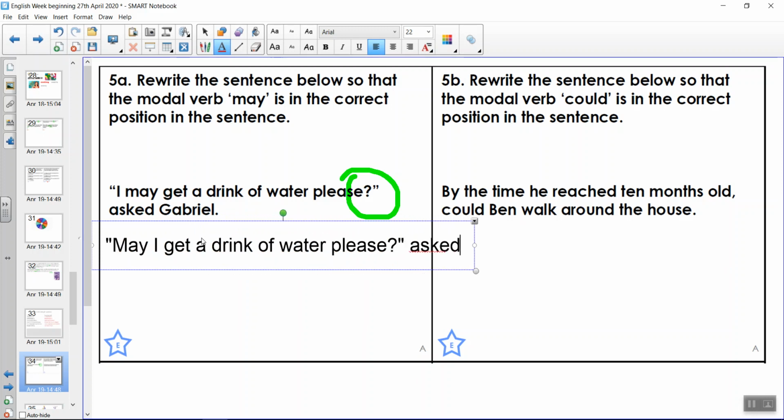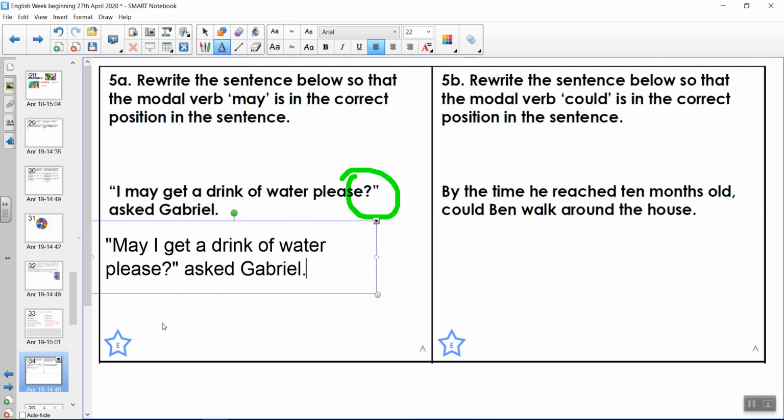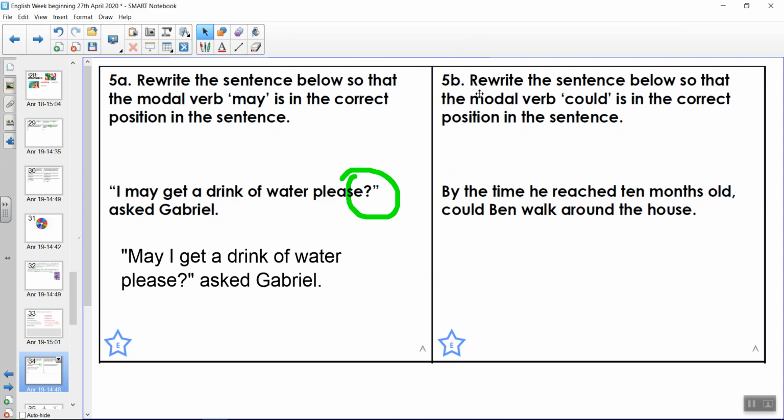Asked Gabriel. May I get a drink of water, please? Asked Gabriel. Fabulous. The next one says, rewrite the sentence below so that the modal verb could is in the correct position in the sentence. Let's read it and see what it sounds like.